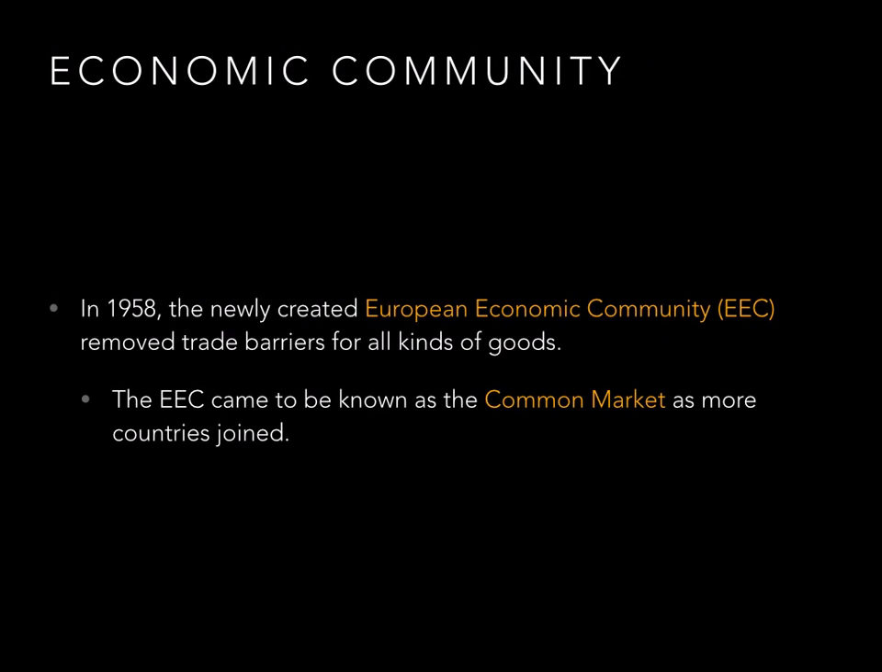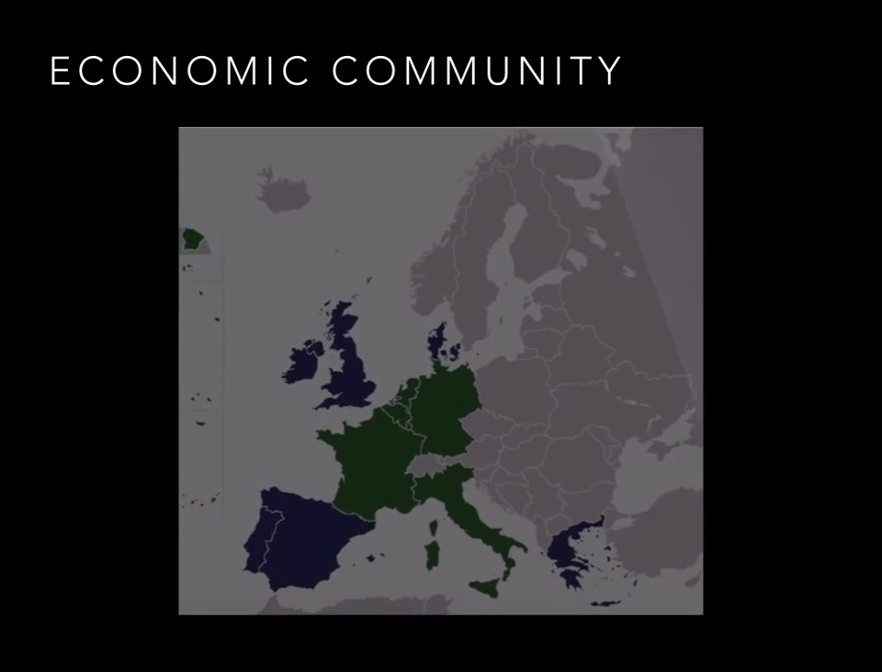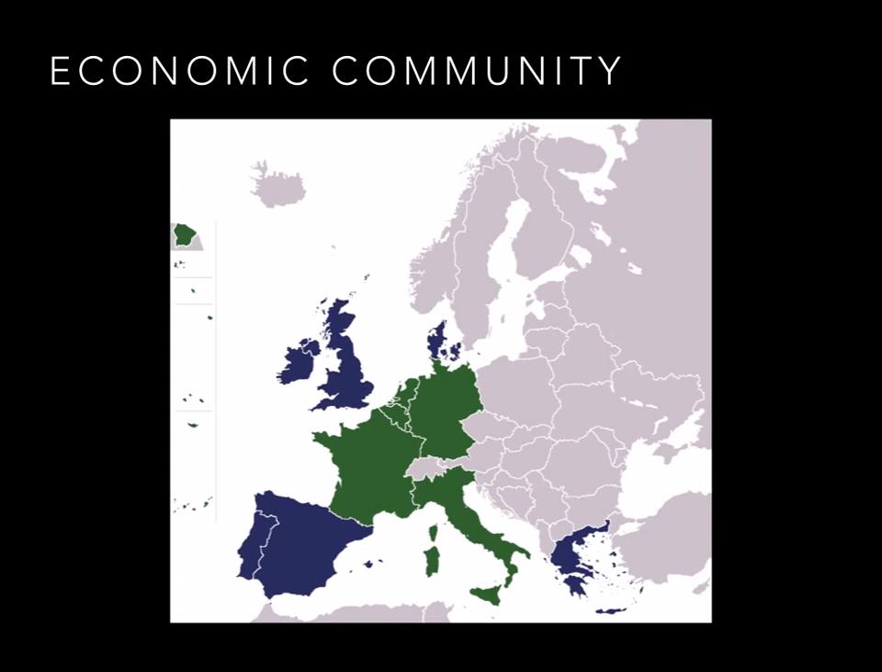Economic community. From the coal and steel community, Europeans moved forward, and in 1958, they created the first European Economic Community, or the EEC. This removed trade barriers for all kinds of goods, beyond just coal and steel. The EEC came to be known as the Common Market, and more countries joined. Here in green, you can see the members of the original coal and steel community, and then the blue is the members that joined the first common market.